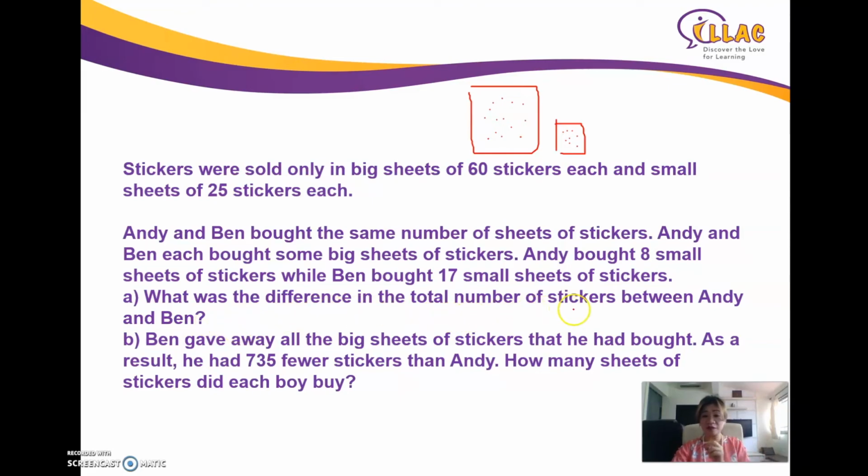The difference in the total number of stickers, okay, so we know that Andy bought 8 small, so he must have bought some big. Ben bought 17 small, he must have bought some big. The total number of sheets is the same, so how do I draw it in terms of model later? In terms of quantity and value, I will show it to you. Ben gave away all the big sheets of stickers that he had bought. As a result, he had 735 fewer stickers than Andy. How many sheets of stickers did each boy buy?